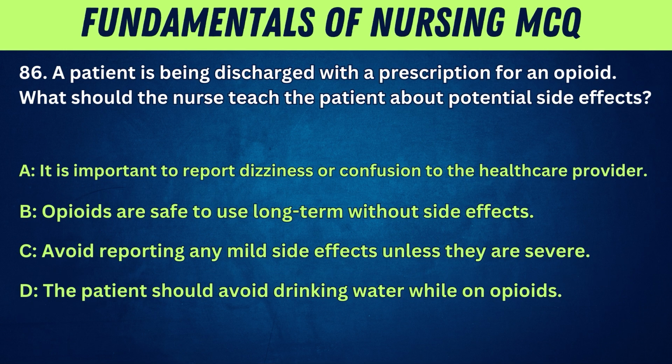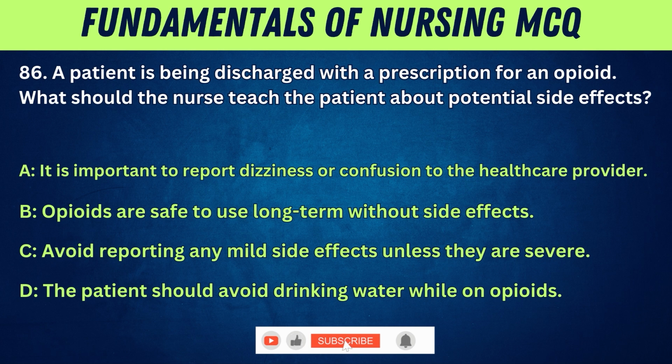86. A patient is being discharged with a prescription for an opioid. What should the nurse teach the patient about potential side effects? A. It is important to report dizziness or confusion to the healthcare provider. B. Opioids are safe to use long-term without side effects. C. Avoid reporting any mild side effects unless they are severe. D. The patient should avoid drinking water while on opioids.